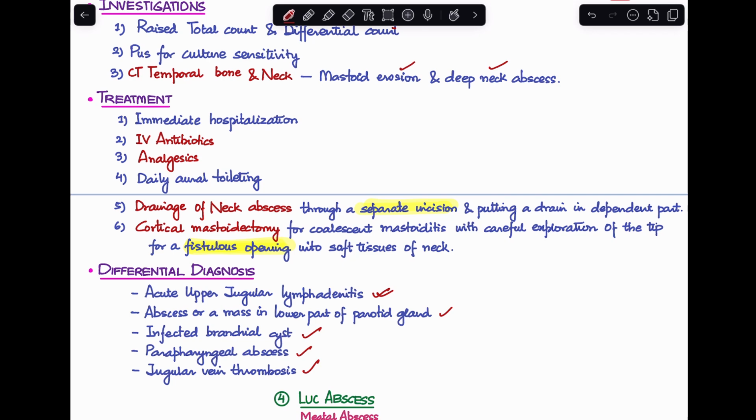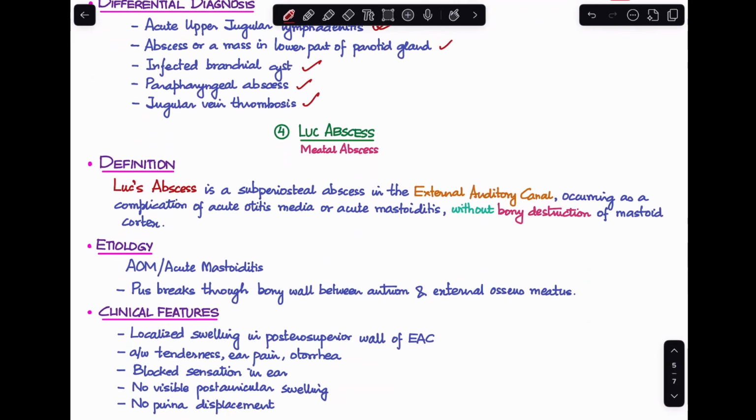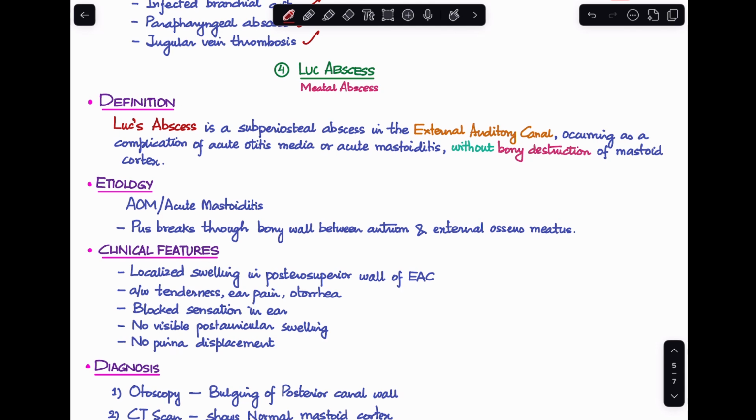Next, let's move on to a fourth abscess, and that is Luc's abscess, also known as meatal abscess. Now, Luc's abscess is a subperiosteal abscess, and this develops in the external auditory canal, again as a complication of acute otitis media or acute mastoiditis. But an important feature to remember here is there is no bony destruction of the mastoid cortex.